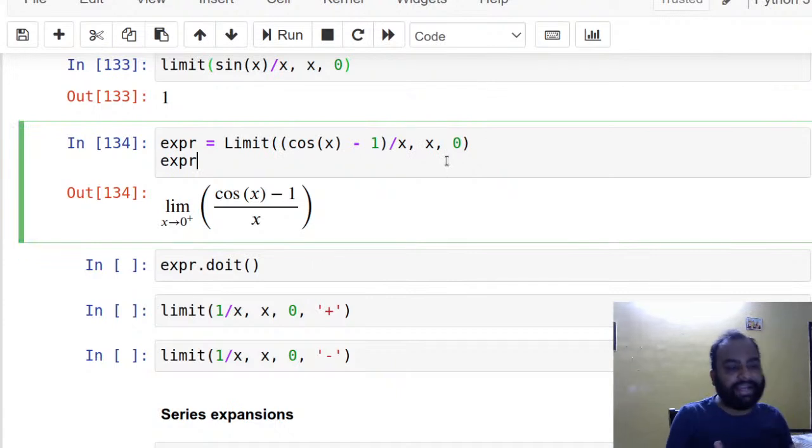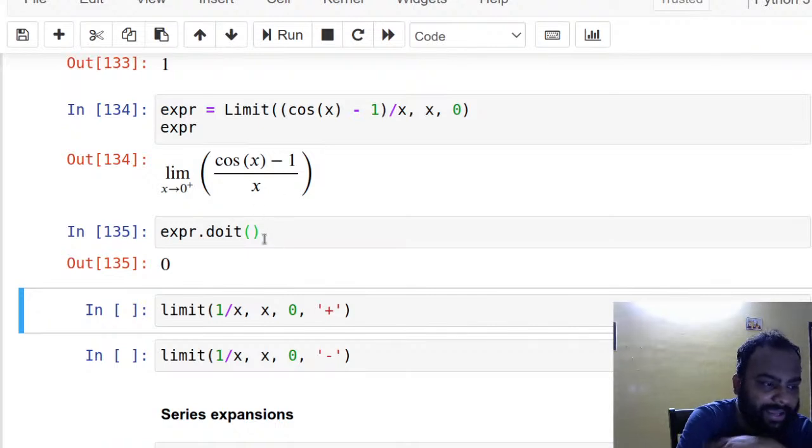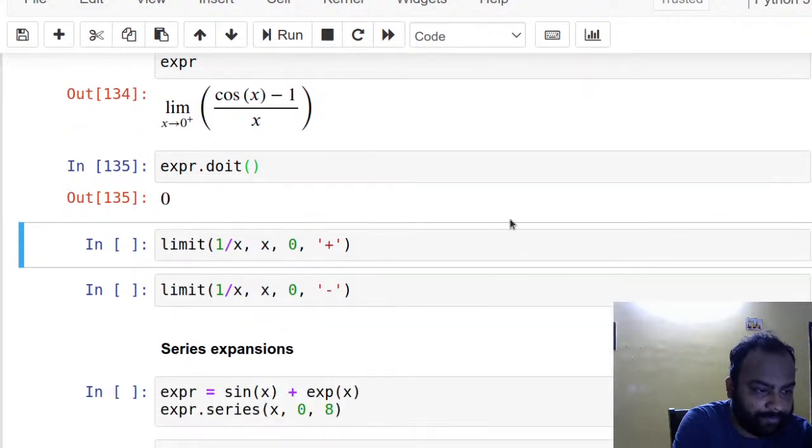And by default, it assumes right hand limits. So you can see that this is being evaluated from the right, on cos x minus 1 divided by x. When evaluated, the limit is equal to 0. But I can choose particularly if I want the right hand limit or the left hand limit.